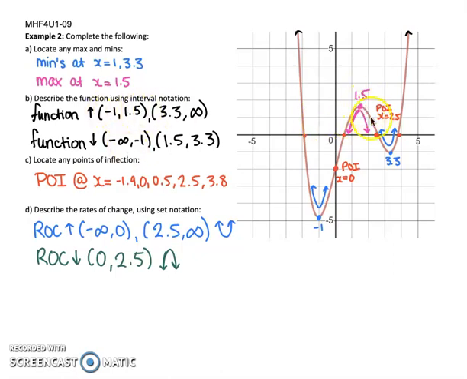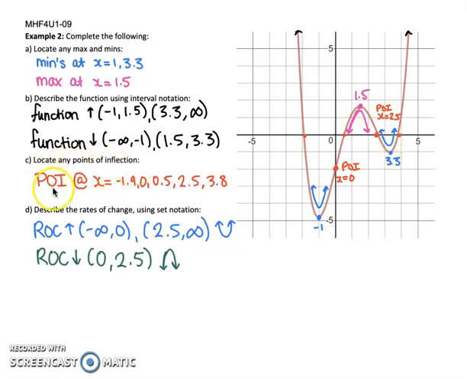Then we have our turning point, we decrease, and we have another turning point at 3.3 where we increase all the way to positive infinity. When is the function decreasing? Well, from negative infinity all the way to -1, because that's a turning point, and then we increase here, and then we have another decrease from this turning point, 1.5 to 3.3.